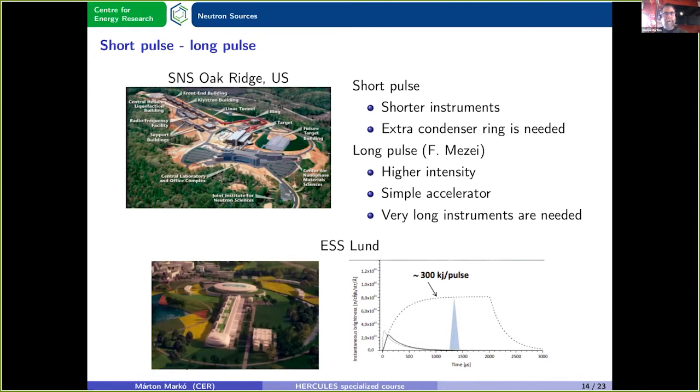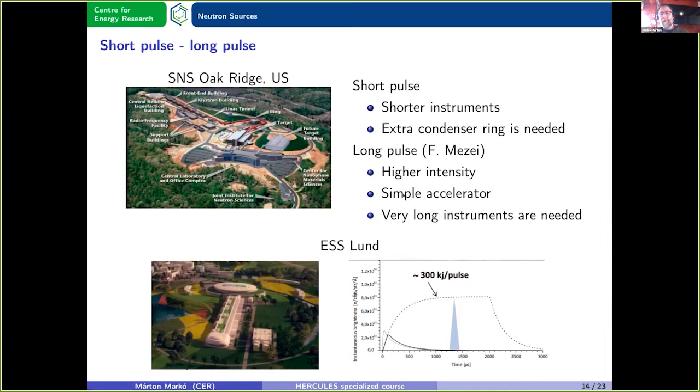The problem is that for making a short pulse, we need an extra condenser ring here, and then feed it into the target. So it's a little bit expensive. Then Ferenc Mezei proposed the long pulse source, which doesn't have this condenser ring. This is the ESS. It has a linear accelerator directly sending protons to the target, and it gives higher intensity.